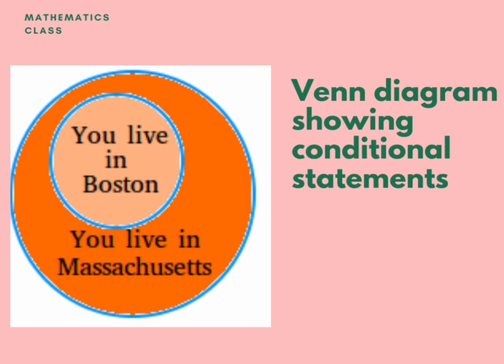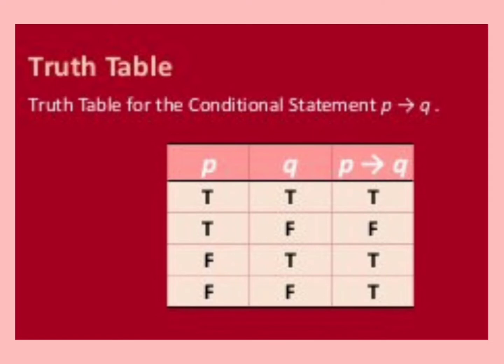You will discover that the smaller circle is a subset of the larger one. So for instance, the first statement is you live in Boston, and the second statement is you live in Massachusetts. We all know that Boston is a city in Massachusetts. So you live in Boston will be a subset of you live in Massachusetts.